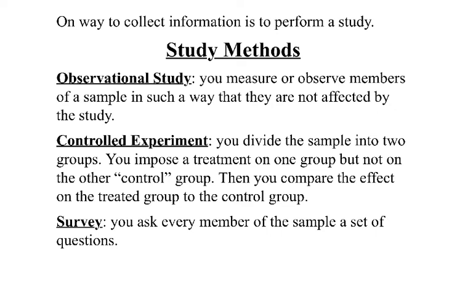So that's how we get our sample. Our study methods are what we do with our sample. It's how we collect our information about our sample. So we could have an observational study, where we just measure or observe members in the sample in a way that they're not affected by the study. We can do a controlled experiment. Generally, we divide it into two groups. We impose a treatment on one group and not on the other group. Then we compare the effects of the treatment group to the control group. And then a survey is where we ask every member of the sample a set of questions. So I'd like you to take a minute and read these over again.